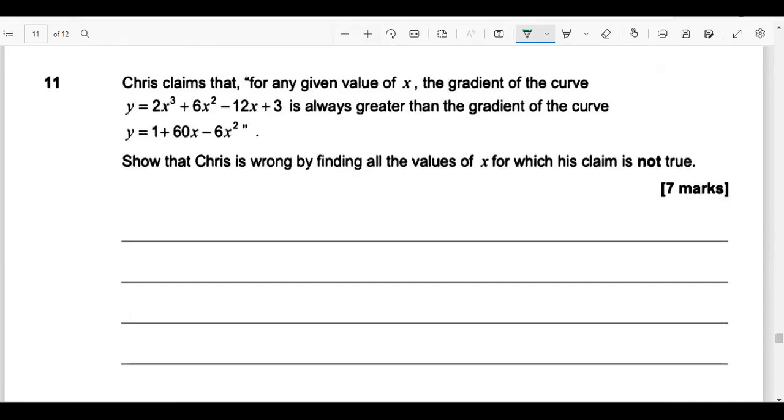Now it says there's a 7-mark question. Chris claims that for any given value of x, the gradient of the curve y equals 2x cubed plus 6x squared minus 12x plus 3 is always greater than the gradient of that curve. Show that Chris is wrong by finding all the values of x for which his claim is not true. Again, take a minute and understand the question, and then it would be very easy.